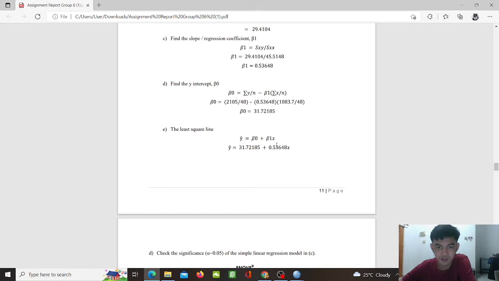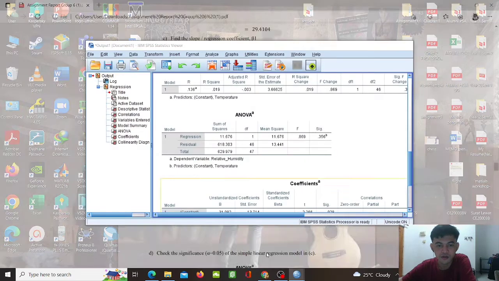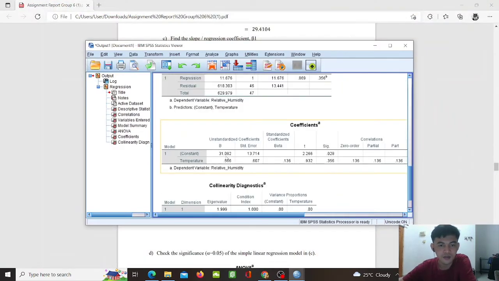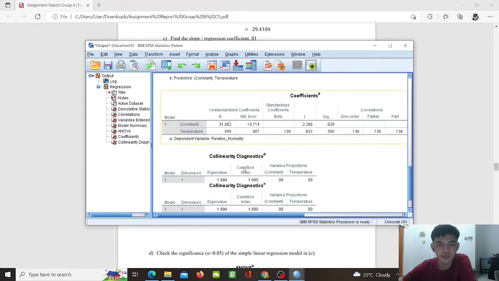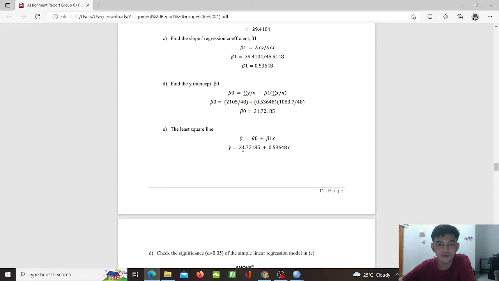This is our equation. If you see our simulation, the coefficient we get is 31.082, but in this one we get 31.72185.